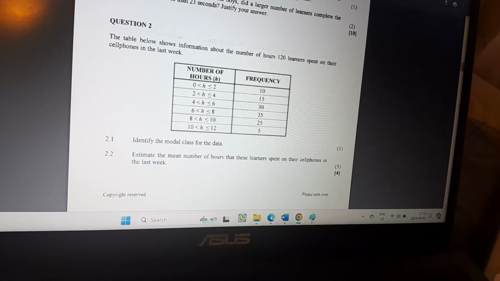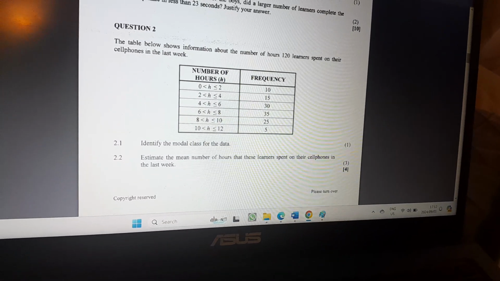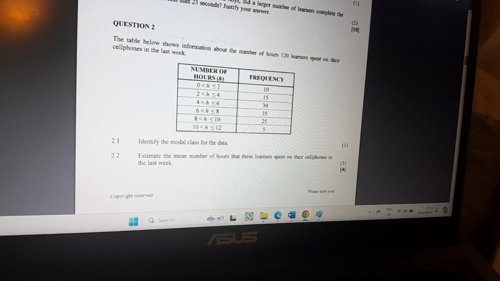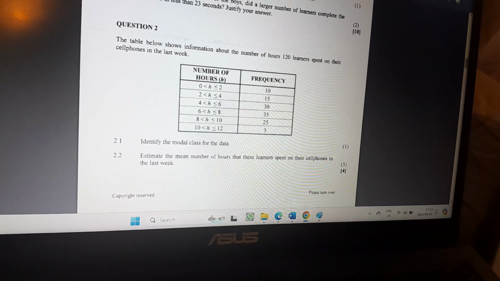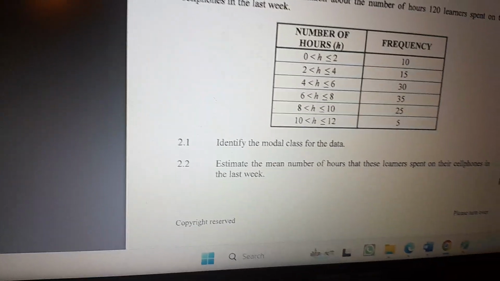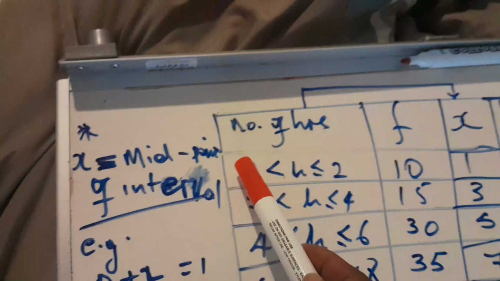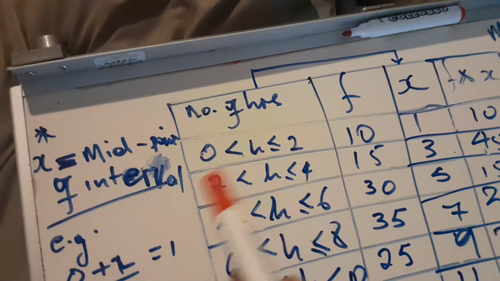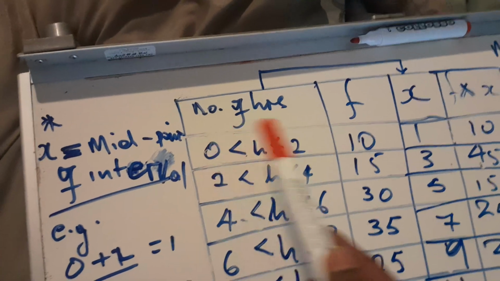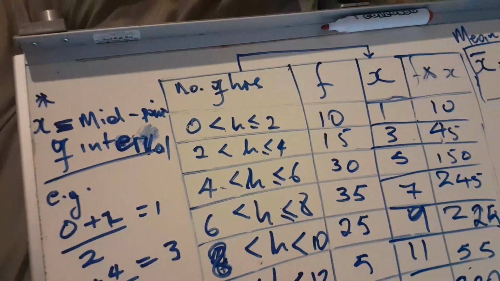Okay, continuing with the work that I gave you. The first question there is: the table below shows information about the number of hours 120 learners spent on their cell phones in the last week. Take note that the information here has been grouped. The data is grouped in class intervals, meaning that, for example, those who took from 0 to 2 hours, it's 10, and so forth and so forth.